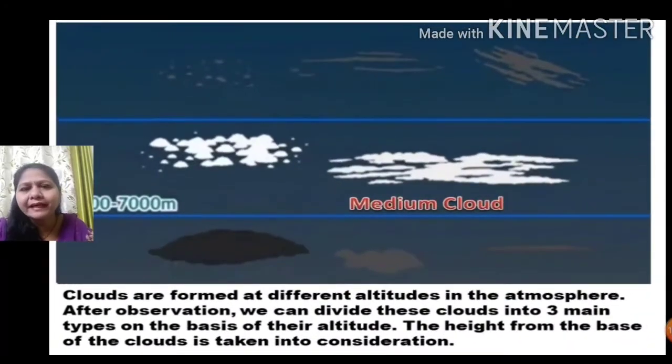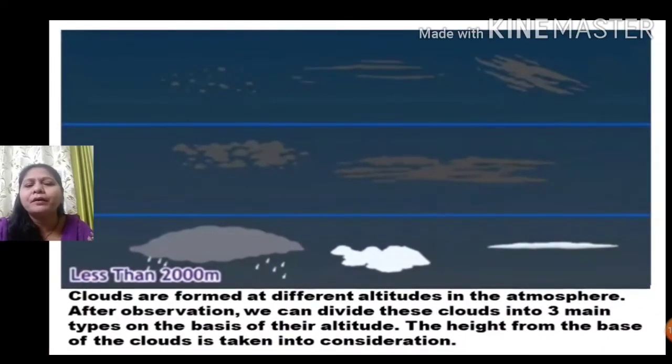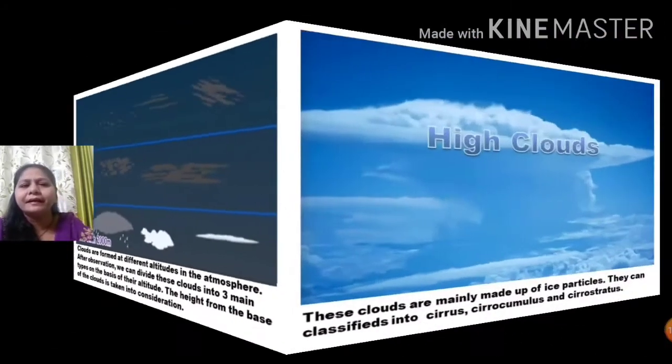Second class, that is between 2000 to 7000 meters, we call medium clouds. Then the third one, which is less than 2000 meters, we call the lesser clouds. Okay, right? Now let us see this in detail.